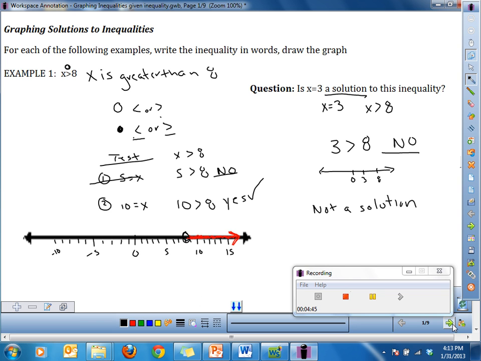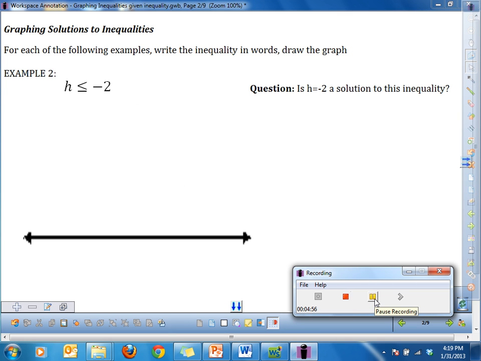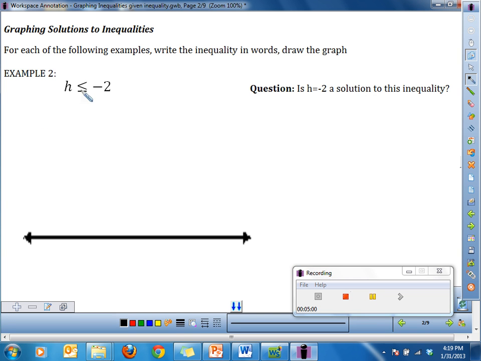Alright, let's go to the next problem. Let's say we have an example like h and then negative 2. Remember that I need to figure out what this is saying right here. Is this saying less than or equal to, or greater than or equal to? You should always read from the variable. Reading from the variable, I notice that the variable is eating the other number. That tells me that this is a less than or equal to. So I'm going to say that h is less than or equal to negative 2.